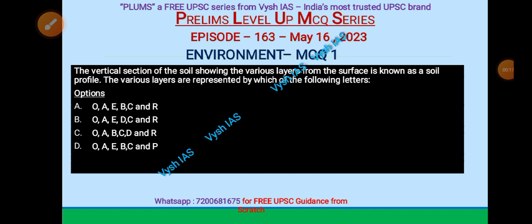So the first MCQ: the vertical section of soil showing the various layers from the surface is also known as soil profile, right? And the various layers are represented by which of the following letters? Your options are O, A, E, B, C and R; O, A, E, D, C and R; O, A, B, C, D and R; O, A, E, B, C and P.